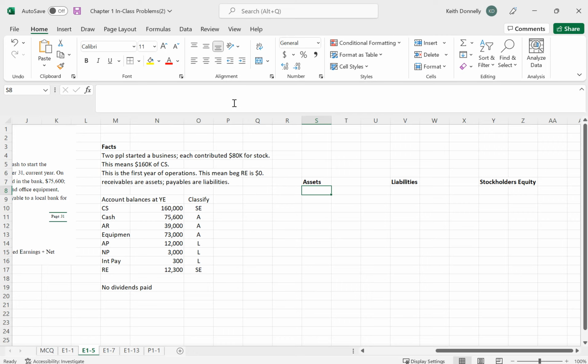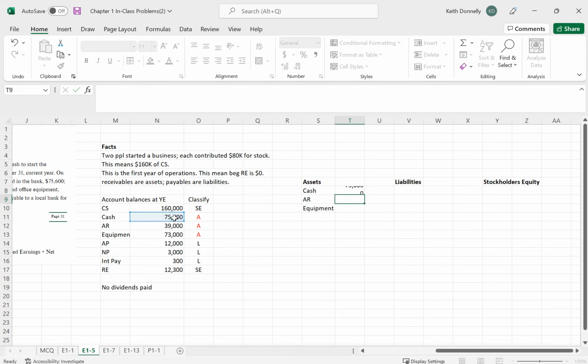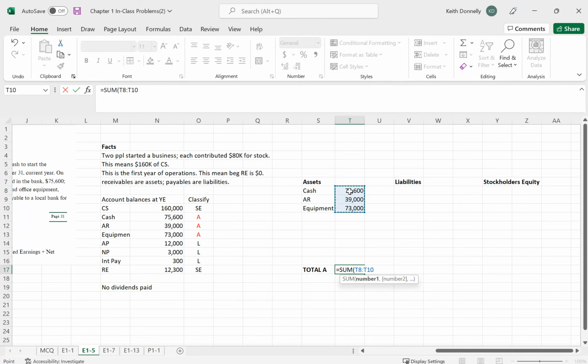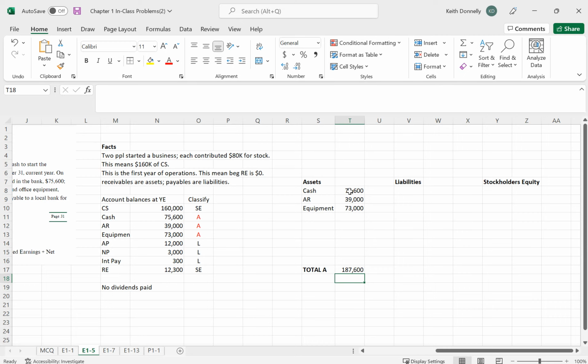Okay, under our assets, right? And what we're going to do is we're just going to snag them from over here. So let's make these all red to show where we're getting them from, right? We have our cash, our AR, our account receivable, and we have our equipment. Okay. I'm going to get the cash. I'm going to get the account receivable. I'm going to get the equipment. And then down here, we're going to have our total assets, which is the sum of those three, 187,600.